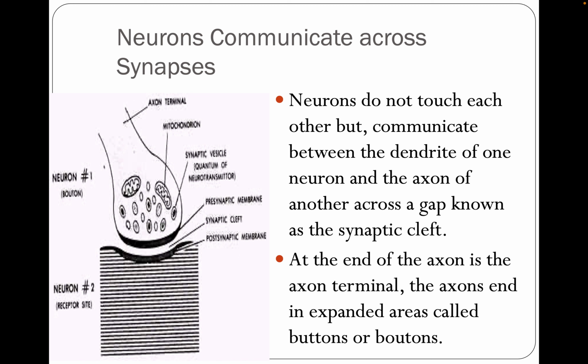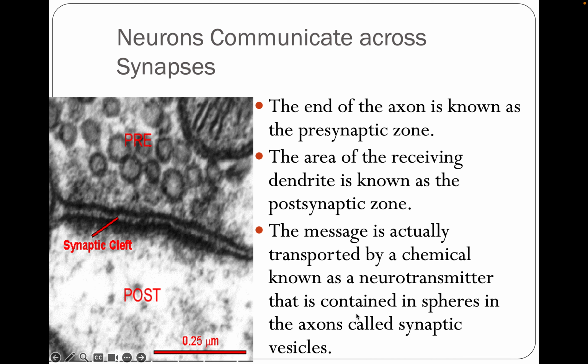Neurons do not touch each other but communicate between the dendrite of one neuron and the axon of another across a gap known as the synaptic cleft. At the end of the axon is the axon terminal. The axons end in expanded areas called buttons or boutons, which is French for buttons. The end of the axon is known as the presynaptic zone. The area of the receiving dendrite is known as the postsynaptic zone.